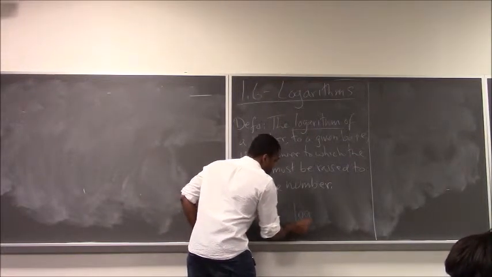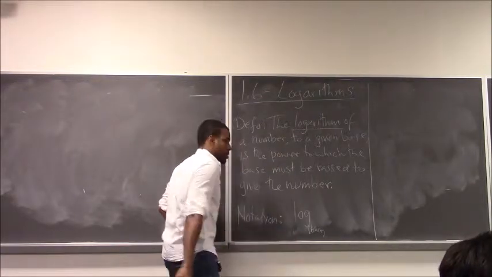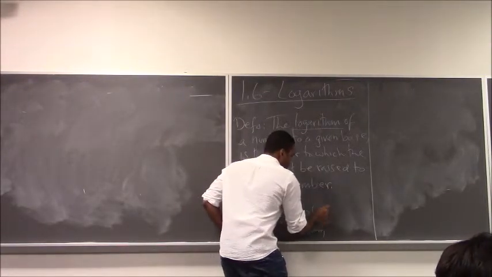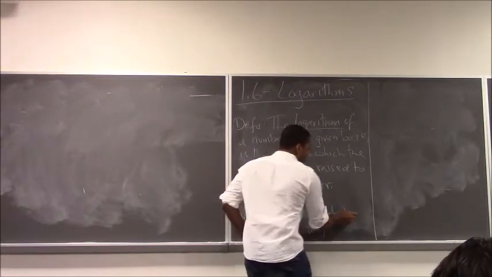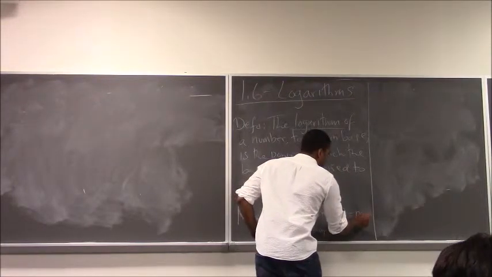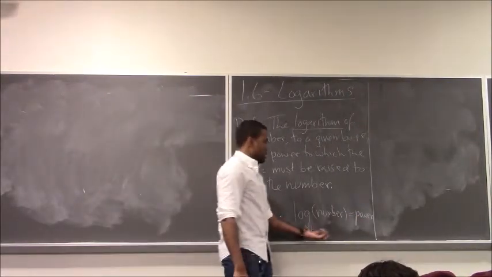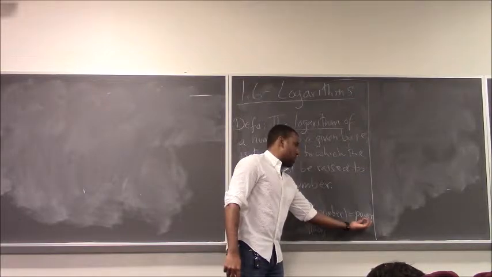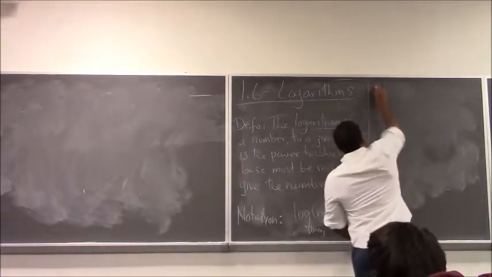you write log. The base is the little number that goes down here. There's a number that's here, but it might be an algebraic expression as well. And that is equal to the power that's over here. So that's sort of how you want to think of it. Okay? There's the base. That raised to that power gives you some number that you create.